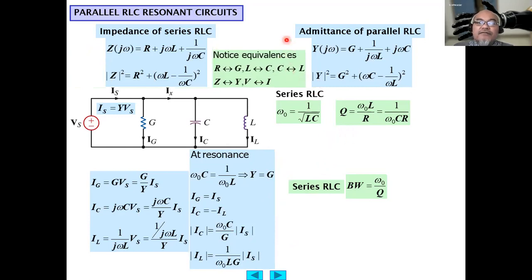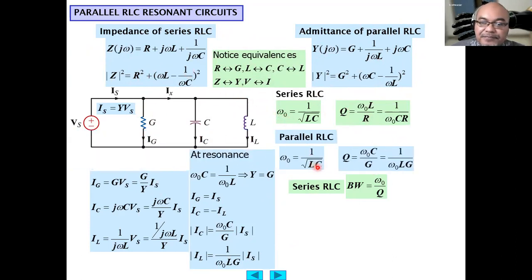So we notice the equivalence here: the resistance is equivalent to the conductance. Inductance in series is equivalent to capacitance in parallel, and capacitance in series is equivalent to inductance in parallel. The impedance is equivalent to the admittance in parallel, and the voltage is equivalent to the current, and vice versa.